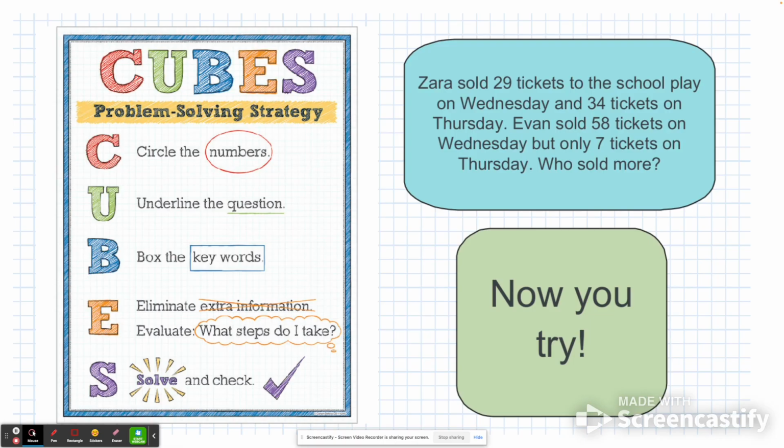Zara sold 29 tickets to the school play on Wednesday and 34 tickets on Thursday. Evan sold 58 tickets on Wednesday, but only 7 tickets on Thursday. Who sold more?